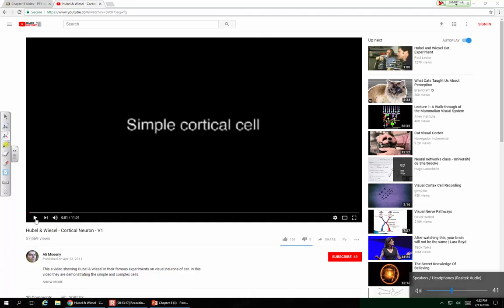This was performed in a cat. You're not going to see the cat. The cat is looking at the same thing you're looking at, the same screen. That electrode is in its primary visual cortex, in a cell in primary visual cortex, okay?